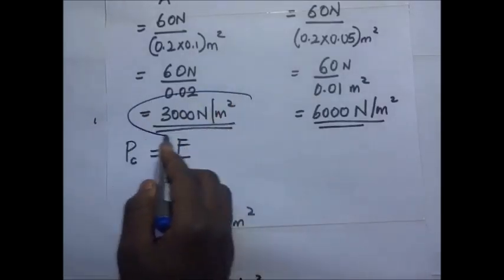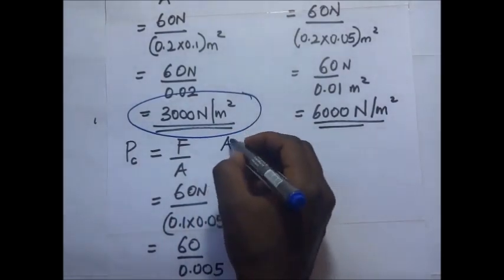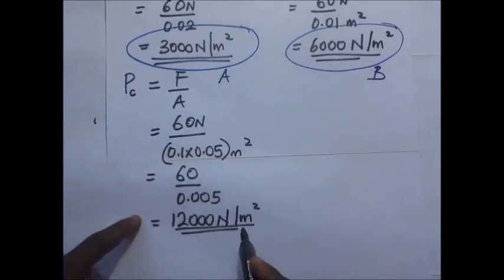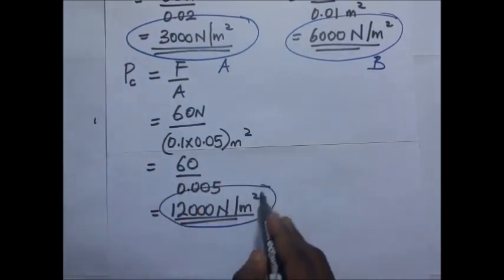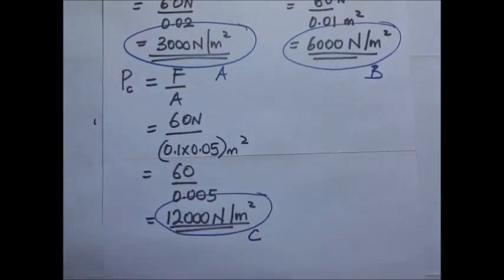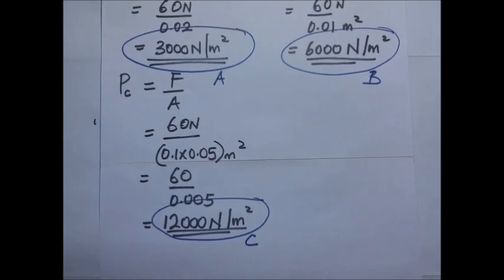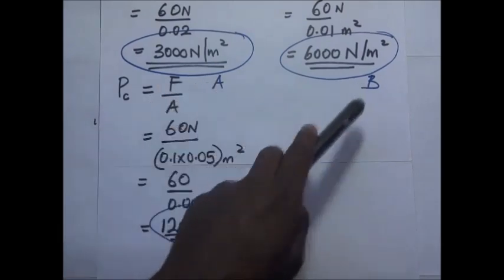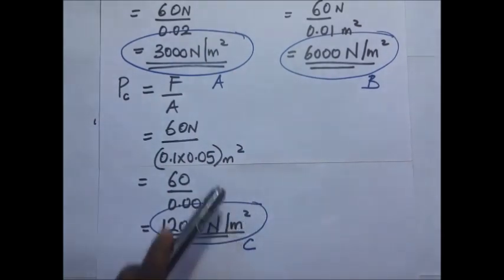This is the pressure of A. This is the pressure of B. And this is the pressure experienced on face C. Now, you realize that we are still having the same box or the same cuboid. It is having the same weight, which is 60 newtons. But when you make this thing lie on the surface of the table, on these three different faces of A, B, and C, you realize that the pressures being exerted are different.